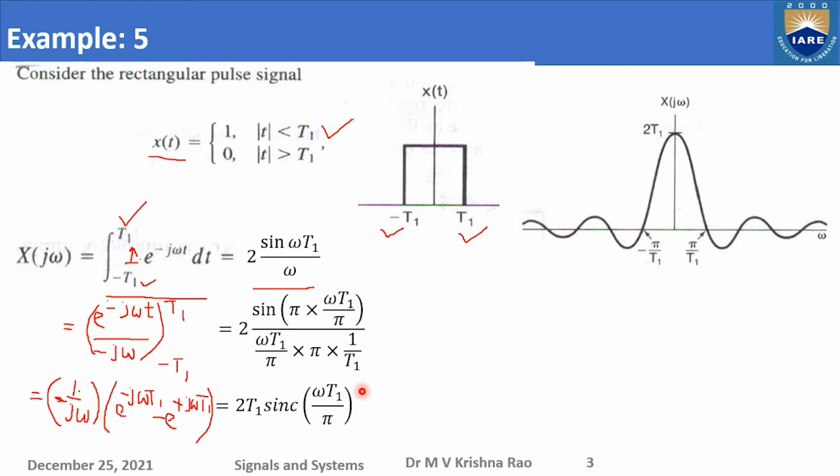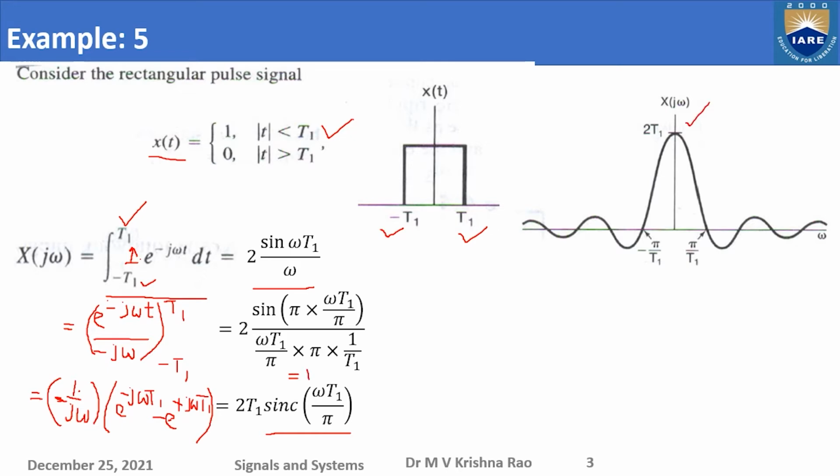So here, what is this? Sine theta, sine 0 by 0. In the limiting case, sine theta by theta, as theta tends to 0, it becomes 1. So in the limiting case, you can find that this sinc function is equal to 1, and 2t1 into 1 is 2t1.